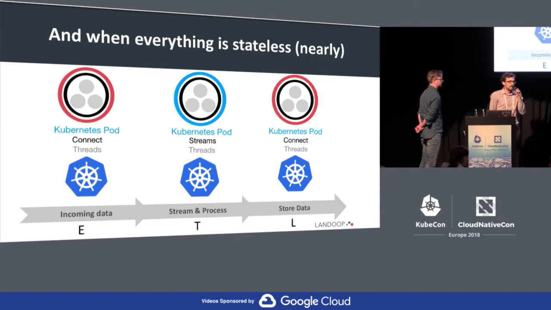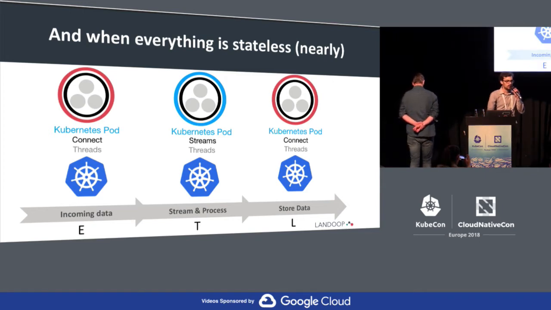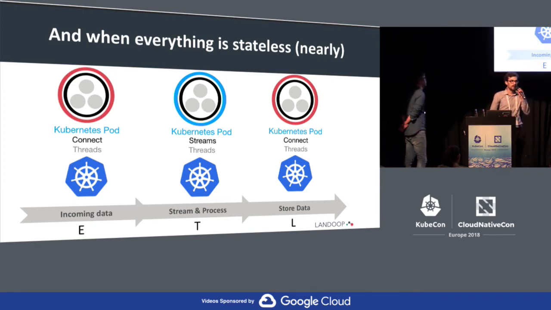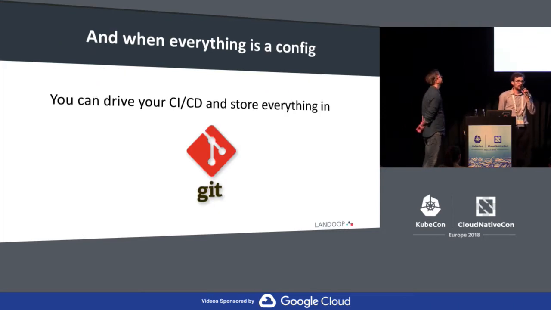And when everything is stateless, it makes sense for us to have our entire streaming ETL in Kubernetes, have multiple pods for fault tolerance and resilience, and continuously operate data pipelines over Kubernetes. Again, when everything is a configuration, we can store it in GitHub, we can manage it, we can promote from environments, from development into UAT and into production.